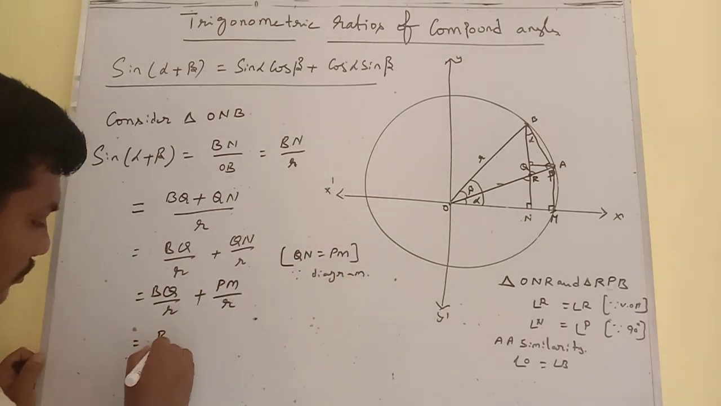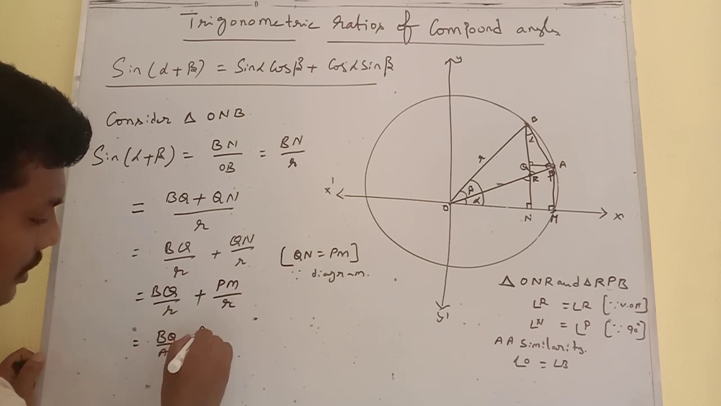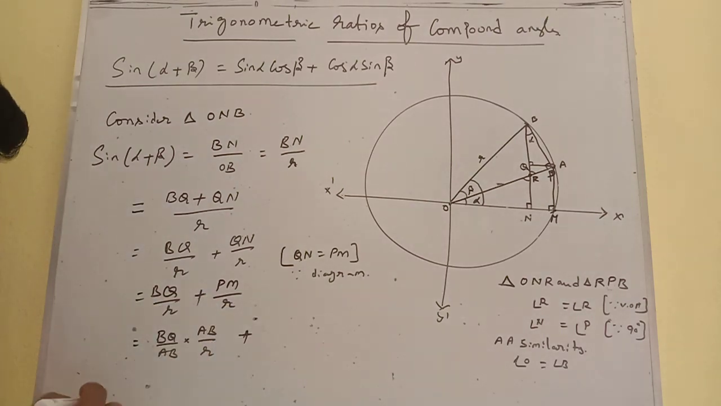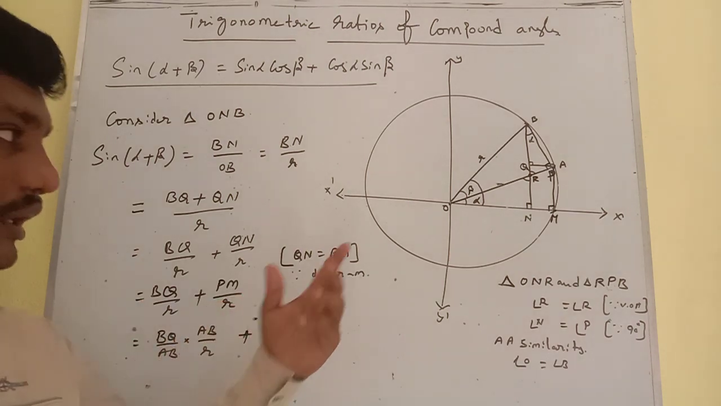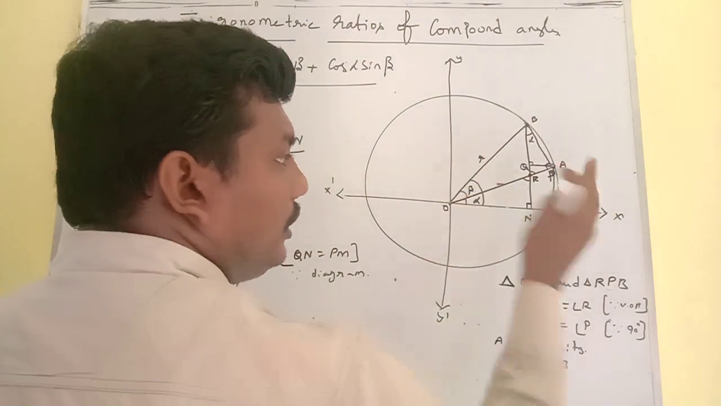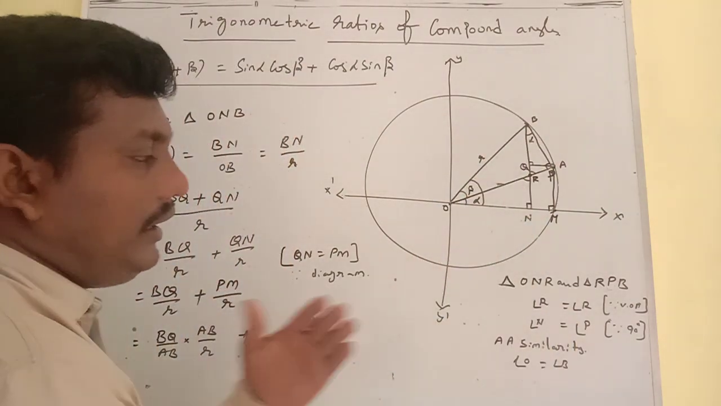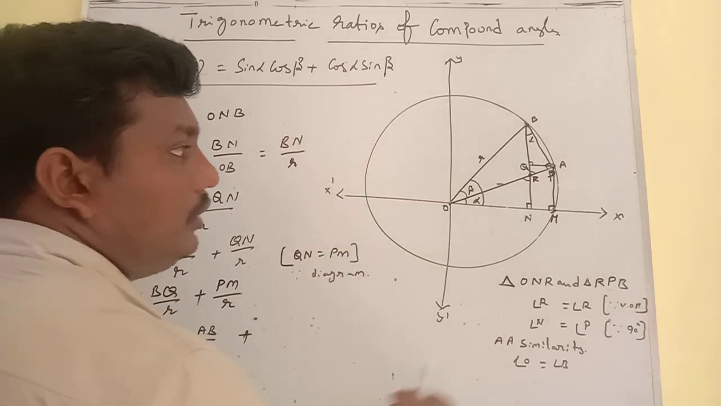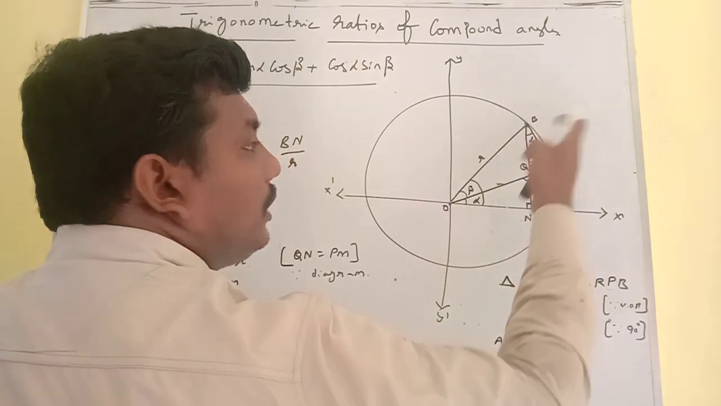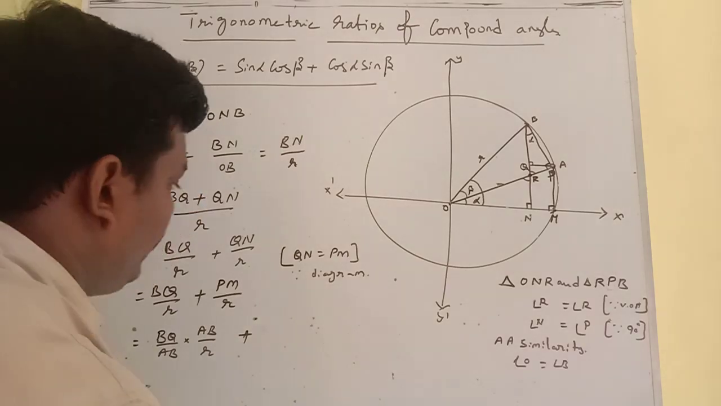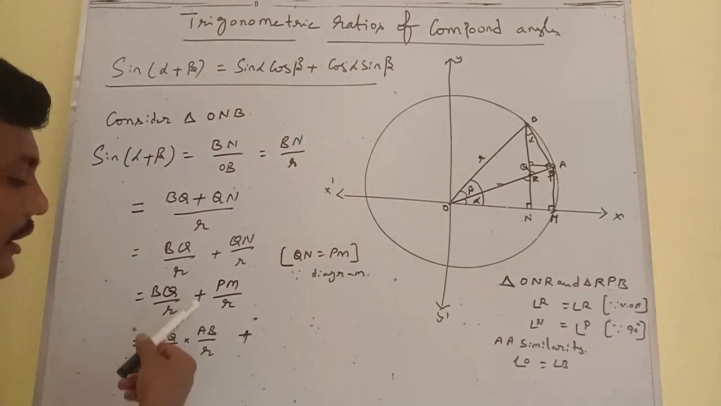That is BQ by AB into AB by R. This is for our relation. So there is no relation between BQ and R. To make it relative, they make it a meaningful ratio. BQ and R are both commonly related with AB. That's the reason why I am going to multiply and divide with AB and AB.